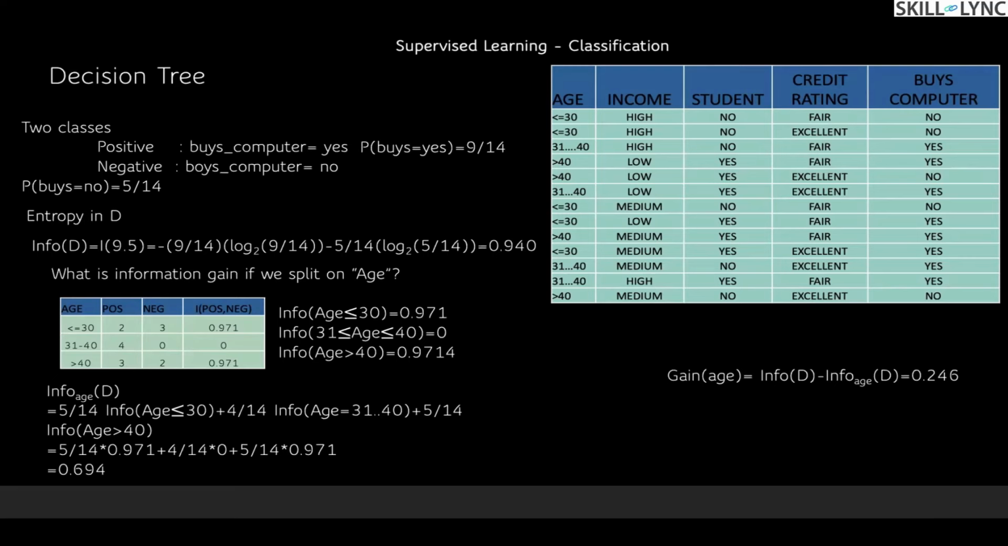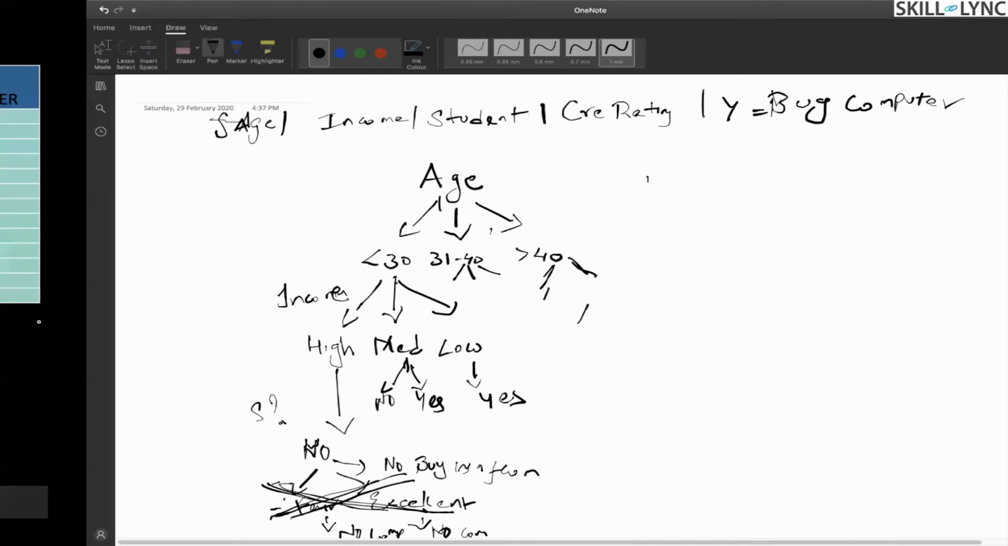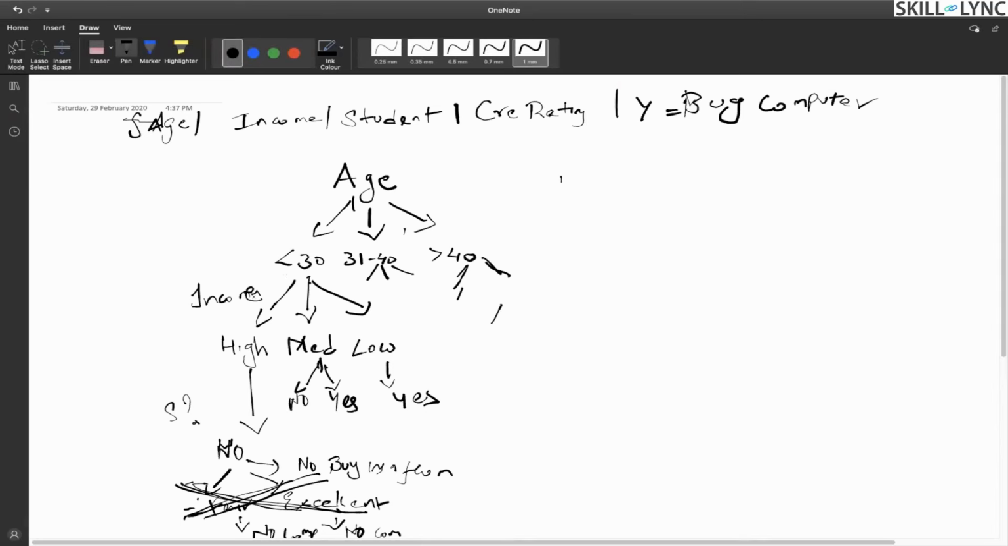Now what I have done here, I have done only for one, less than or equal to 30 with high income, with not being a student. I got a very pure solution that he will not buy a computer. With a pure solution, that means the output has the same outcome, that means no. Similarly, I can do it for all the remaining branches, but think manually how much time it will take to get all the pure outcomes.